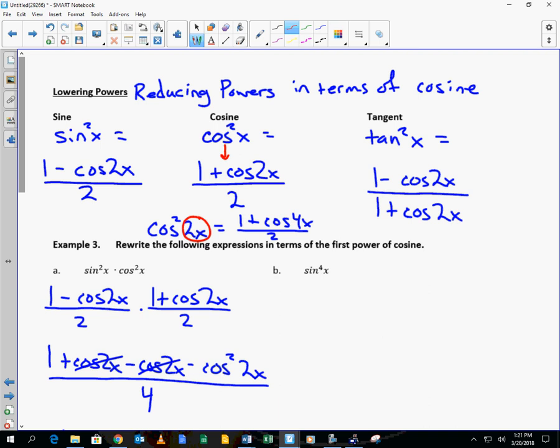So, for example, if we had cosine squared of 5x, I know that that's equal to 1 plus cosine of 10x over 2. We simply double the angle. Is that better?